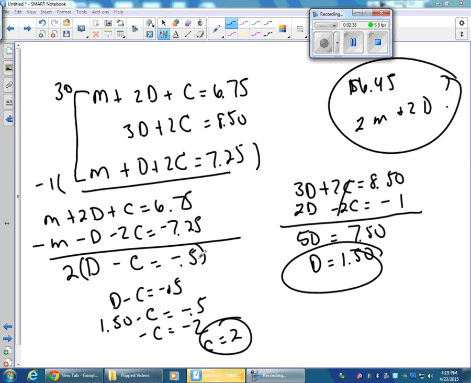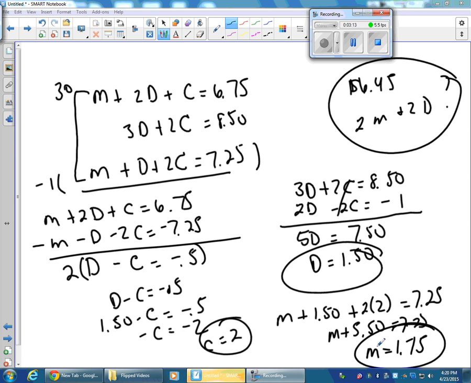And if that's true, then go back to one of your equations. I'll use this equation. The milk plus a donut plus two coffees, so 2 times 2 plus $1.50 is 5.50. So the milk plus 5.50 is 7.25. Subtract 5.50, and you'll get that milk had to cost $1.75. All right, so milk costs $1.75, donuts $1.50, coffee $2.